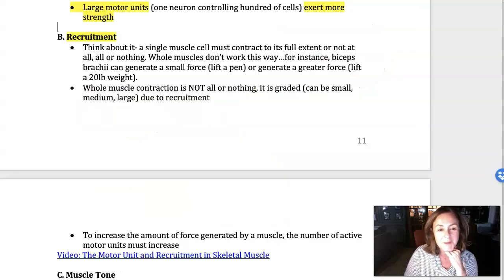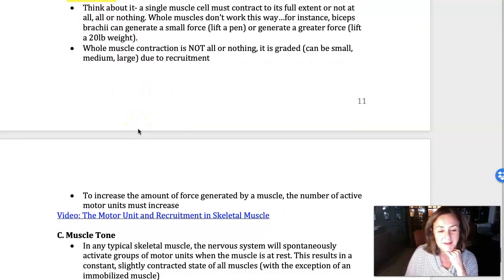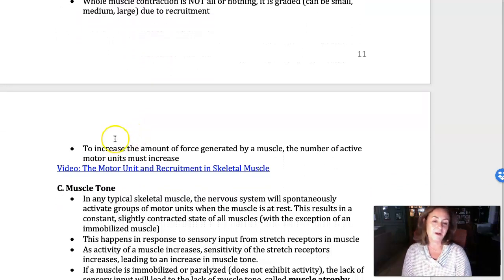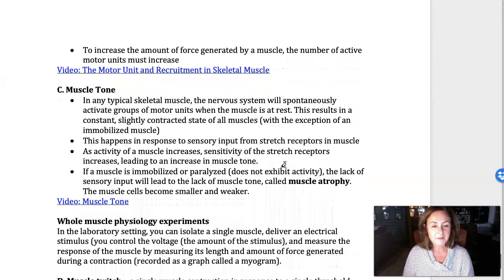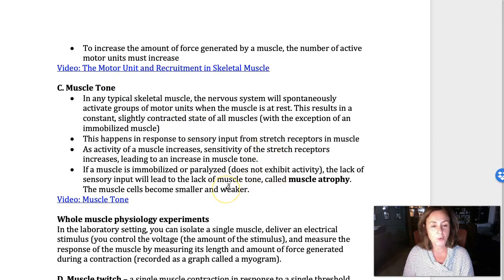And so I hope that makes sense about recruitment. I wanted to talk about that because the video that I have for recruitment is someone else's video, and I just wanted to be able to talk to you about that myself. So going on to the next topic of muscle tone.